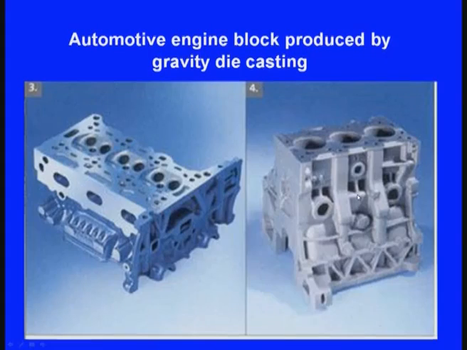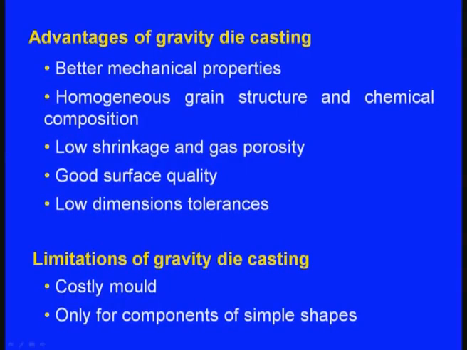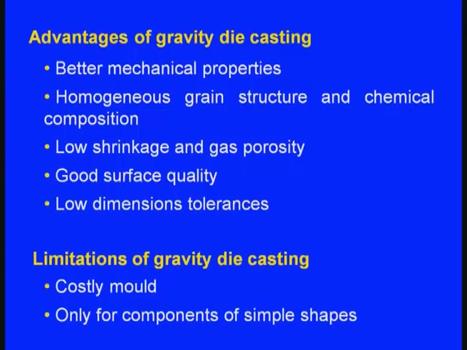Now, let us see the advantages of gravity die casting. Better mechanical properties. Why? The molten metal is being poured into the metallic molds. Then what will happen? The cooling rate will be faster. Once the cooling rate is faster, we get better mechanical properties.